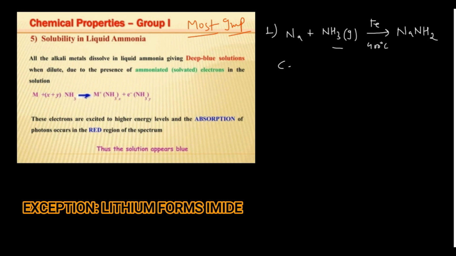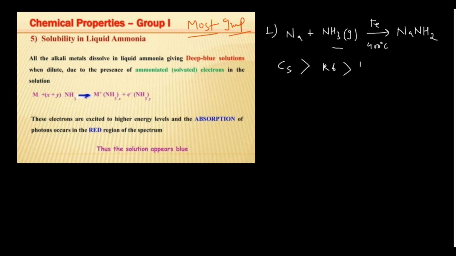In this reaction, cesium is the most reactive, followed by rubidium, then potassium, then sodium, and lithium is the least reactive. This particular reaction is not in the slide, that's why I have written the reaction here. However, the important reaction is there in the slide. Now I am discussing liquid ammonia.